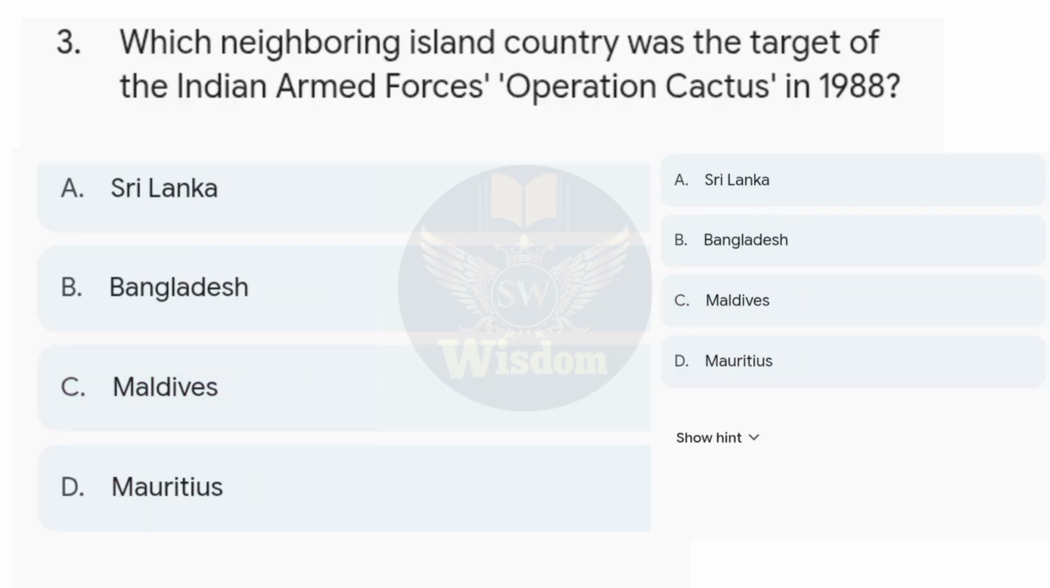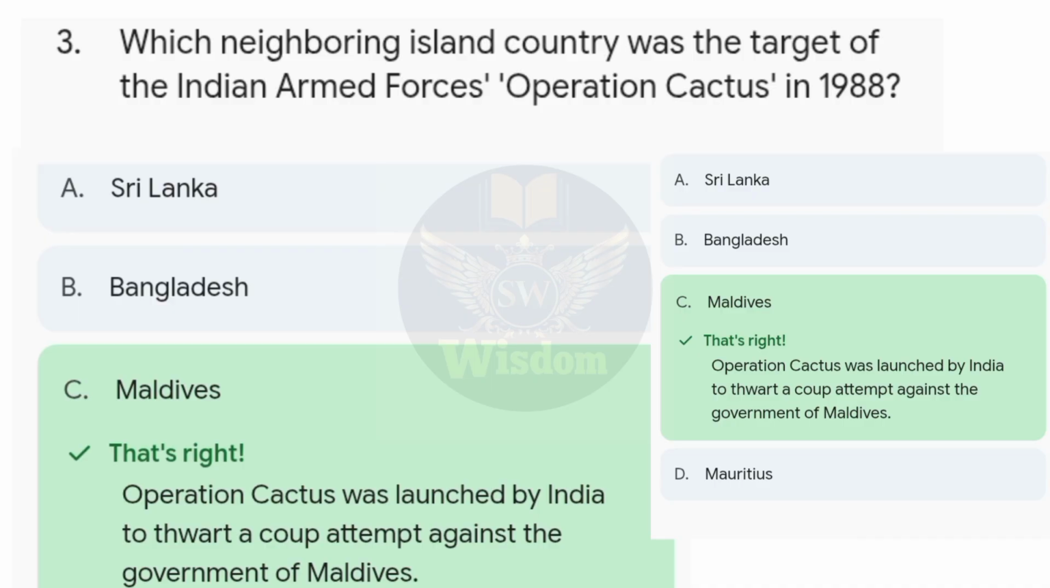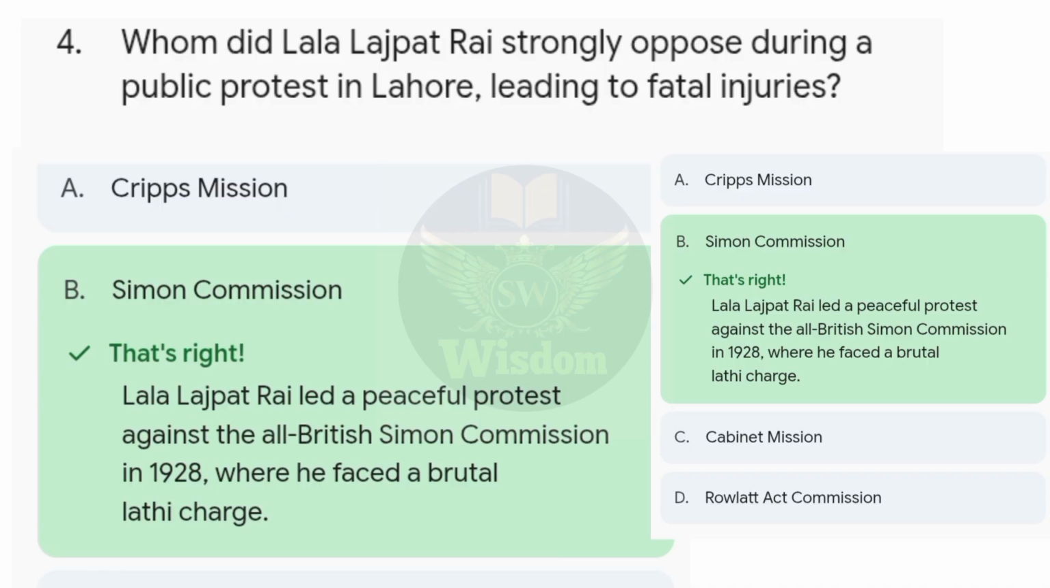Next question. Which neighboring island country was the target of the Indian Armed Forces Operation Cactus in 1988? The correct answer is option C, Maldives. Next question. Whom did Lala Lajpat Rai strongly oppose during a public protest in Lahore, leading to fatal injuries? The correct answer is option B, Simon Commission.